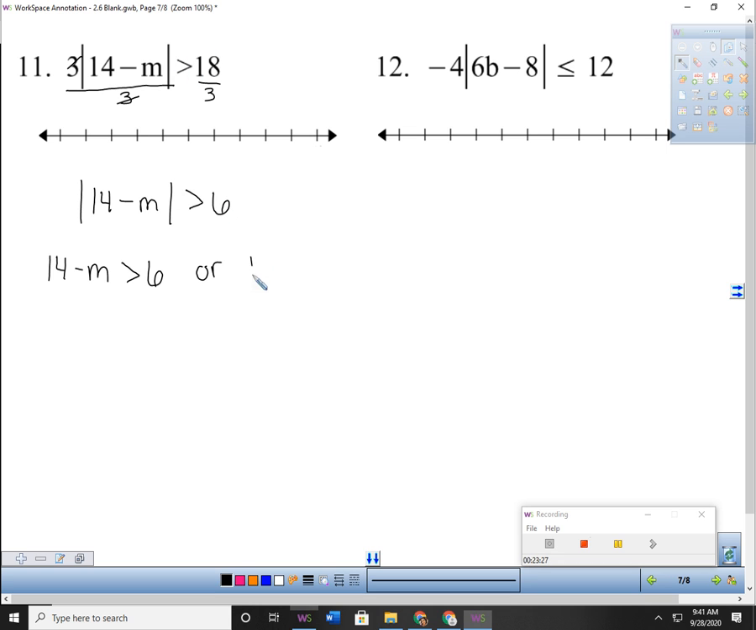Or, same thing on the left. Flip your sign, change the sign on your 6. So I'm going to go ahead and subtract the 14. That gives me negative m is greater than negative 8. And then I still have to get rid of this negative right here, so I'm going to divide by negative 1. And what's the rule when you divide by a negative? You got to flip your symbol, so this would be m is less than positive 8. Or, same thing over here, subtract your 14.